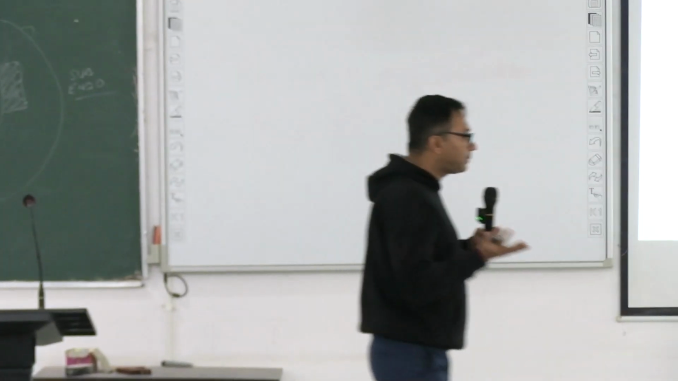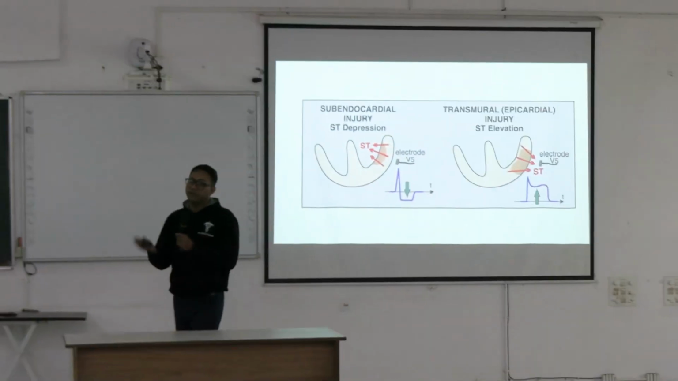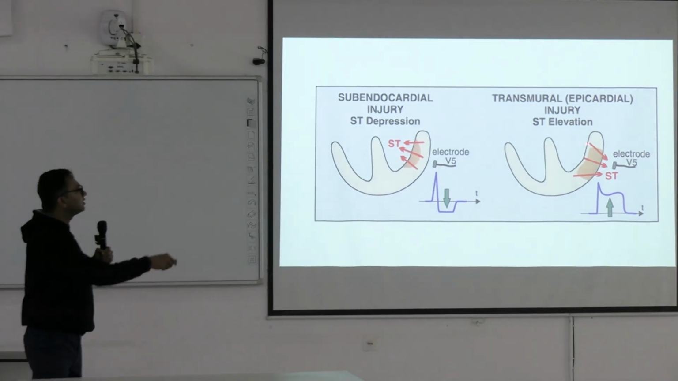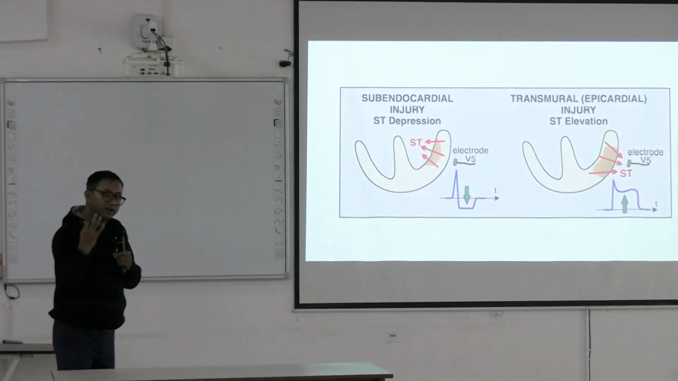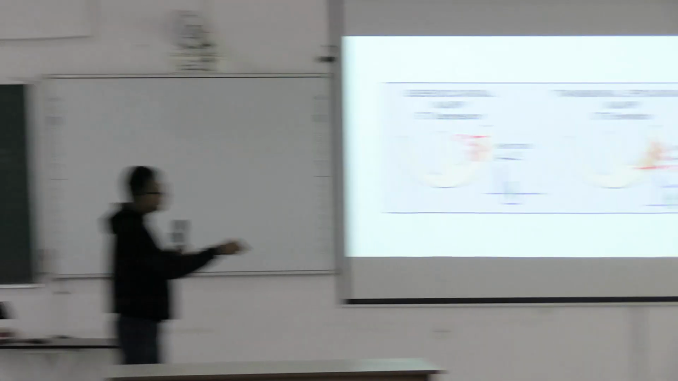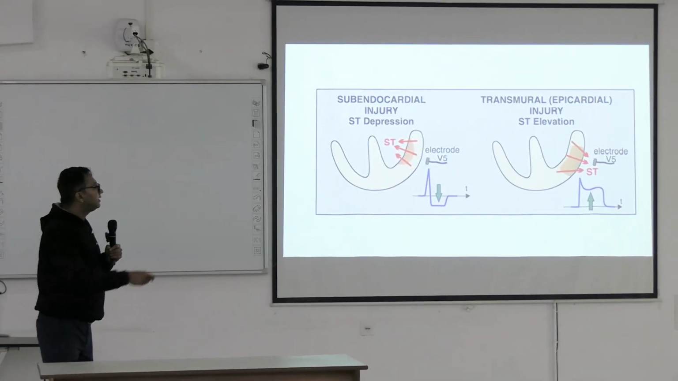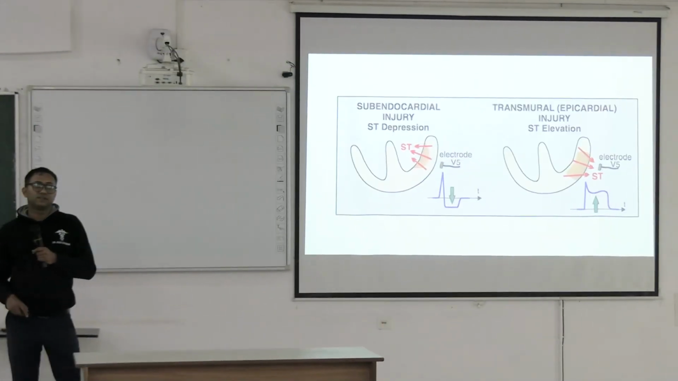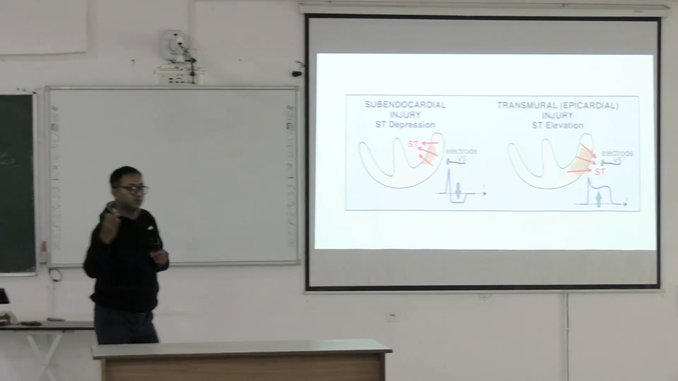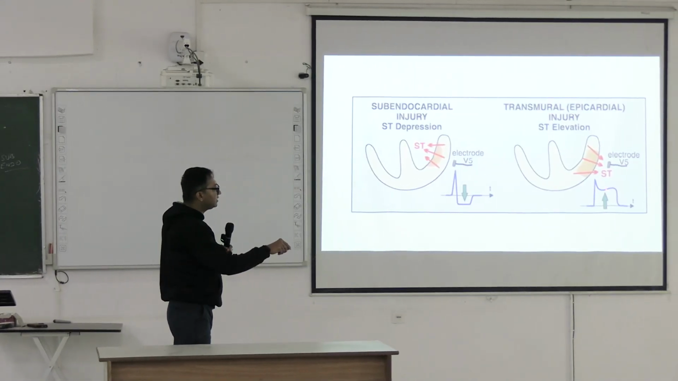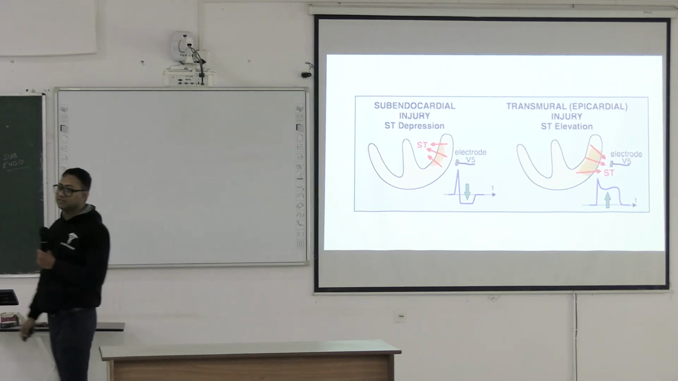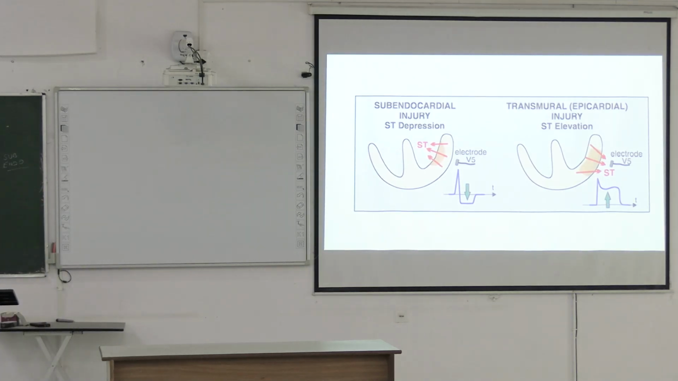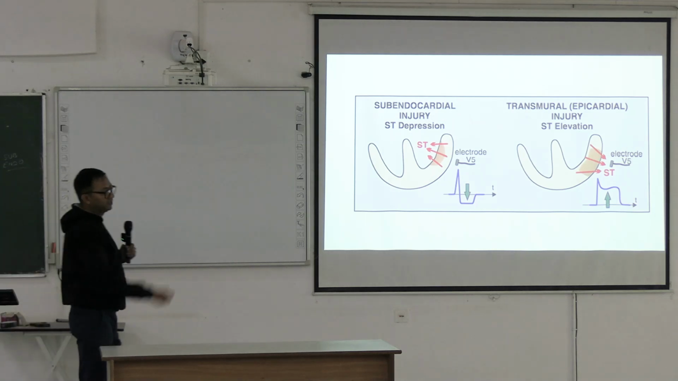Again the same rule is applicable: during systole, a systolic vector will travel from normal tissue to ischemic tissue. See, the normal tissue is here, the thin rim of tissue, and a vector is traveling from normal tissue to ischemic tissue. But now it is going towards lead V5. So there will be positive deflection and the ST segment will rise. So it is ST segment elevation myocardial infarction, or STEMI. This is NSTEMI, non-ST segment elevation myocardial infarction, and this is STEMI.